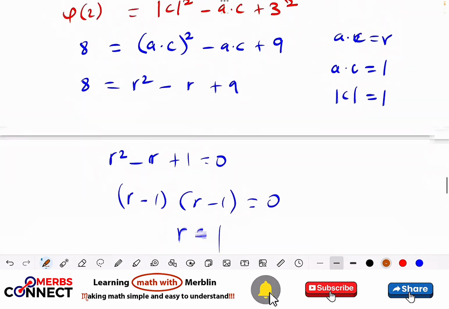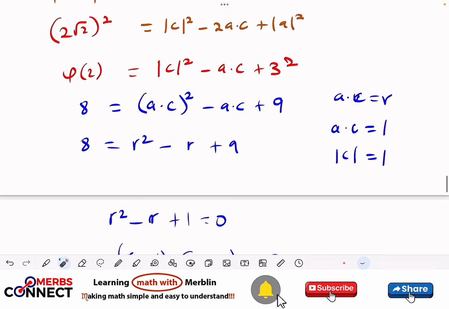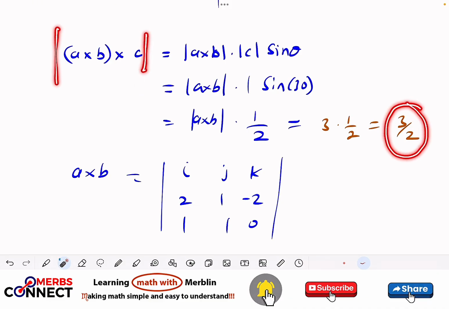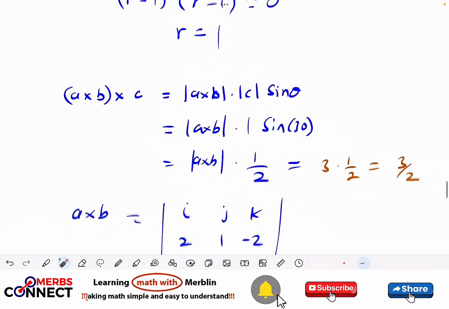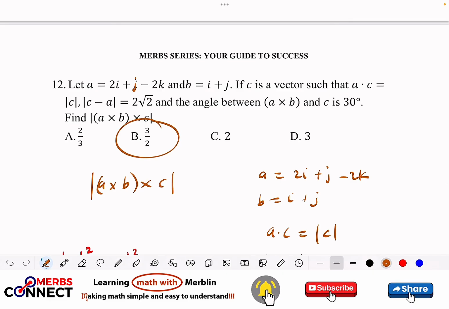Now the question is asking us to find the magnitude, right? But since this one is a constant, when I find this, it is the same as the magnitude, because this one is not going with ijk, so the magnitude of this is also the same as that, right? So that's basically what we are going to get from here. 3 on 2, which is here. A long way to get the solution.